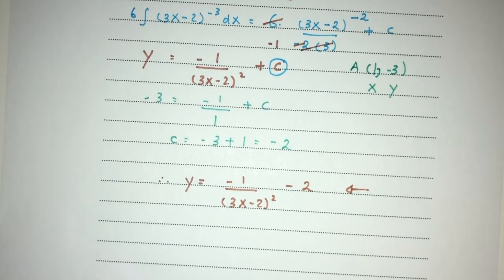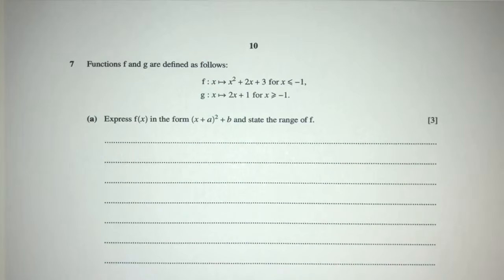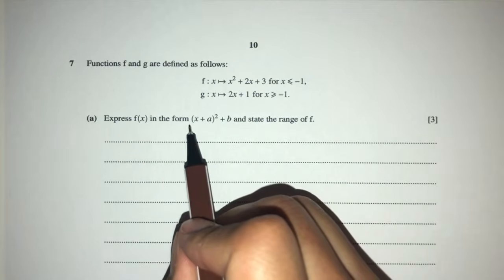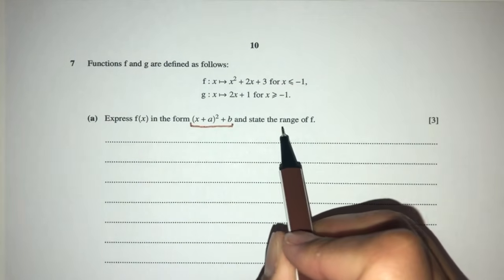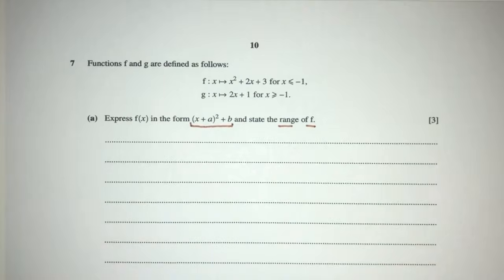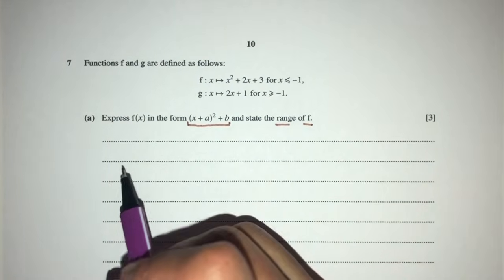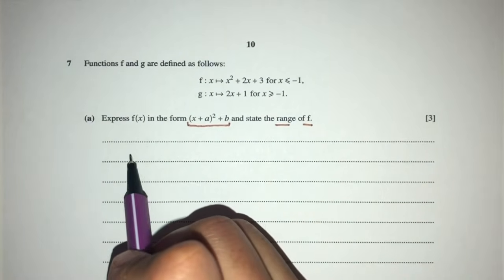For finding the equation of the curve, that was question number 6. Let's move on to question number 7. Here we have functions f and g defined by the following functions. Okay, good. Part 1, find f of x in terms of this. We have to complete the square and state the range of f. So let's do that one by one.